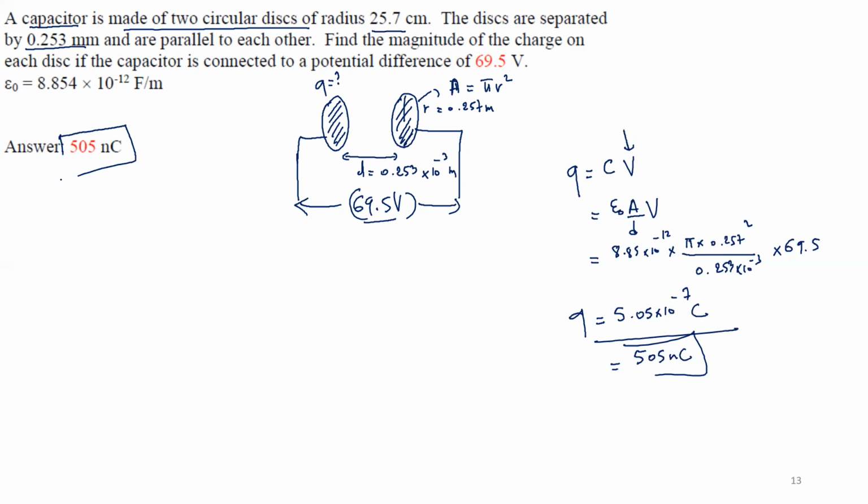What's the other way? The first is straightforward: charge is capacitance multiplied by V. You know V, you know the capacitance, and then you just plug in. The other way to solve it is to say that the electric field E is just the voltage V divided by the distance D. And we can calculate that.